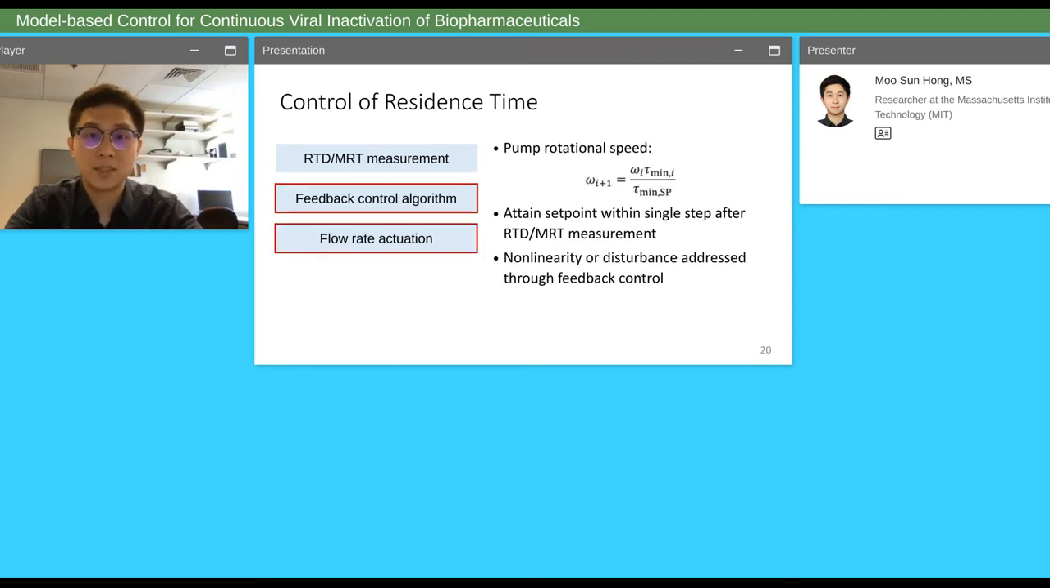Given the minimum residence time estimation, a feedback control algorithm was developed as given formulation. Because peristaltic pump flow rates are almost linear to pump rotational speed, the system can attain the set point within a single step after the residence time distribution measurement. Any nonlinearities or disturbances, such as tubing stretch, are also addressed through this feedback control.